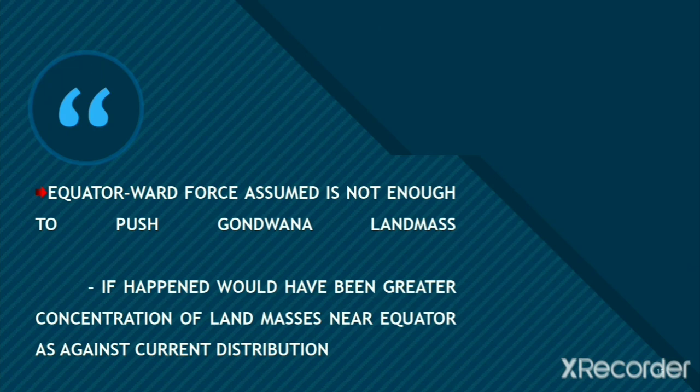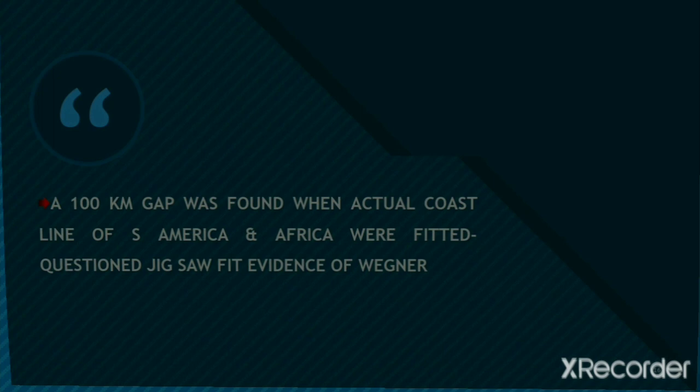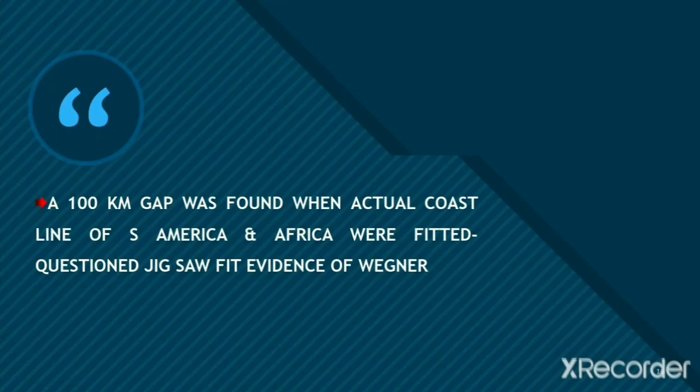In the past, the equator was lying in the northern part of the present-day equator, where the land area is more. The third criticism is about the jigsaw fit. Wegener considered the jigsaw fit of the South American and African coastlines as the basis for his drift theory. But when the actual coastlines of South America and Africa were fitted together, there was a gap of about 100 kilometers. So this evidence is being questioned.